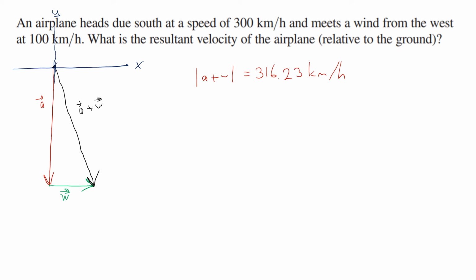And I know my A is right on top of Y because it moves south. And I know my wind has an X component, but it doesn't really have the Y component. But because it's added right over here, it has some kind of Y component as well. But my resultant velocity would look something like that. So that's my fourth quadrant. So it's located in the fourth quadrant.